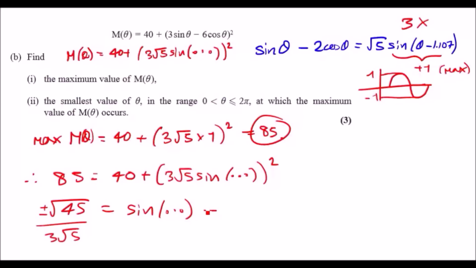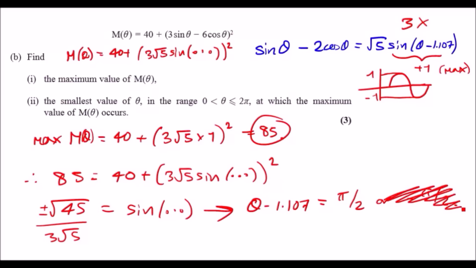Sine inverse this. Remember, you've got plus minus. You're going to get, inside the blah blah blah, so theta minus 1.107, pi over 2 or minus pi over 2, and that's it. And then it tells you that the angle has to be between 0 and 2 pi. So if you have to make theta the subject, you're going to add 1.107 across. So of course you're not going to use this one here.